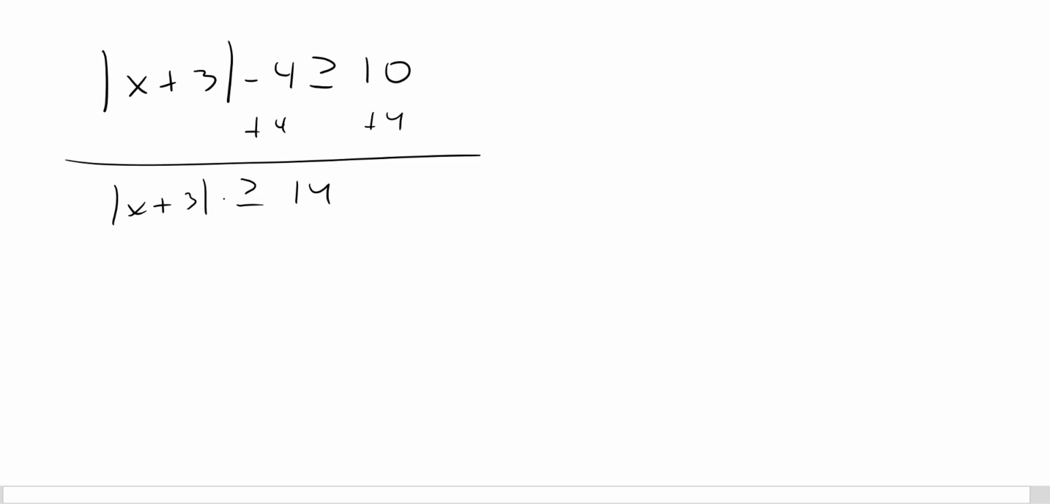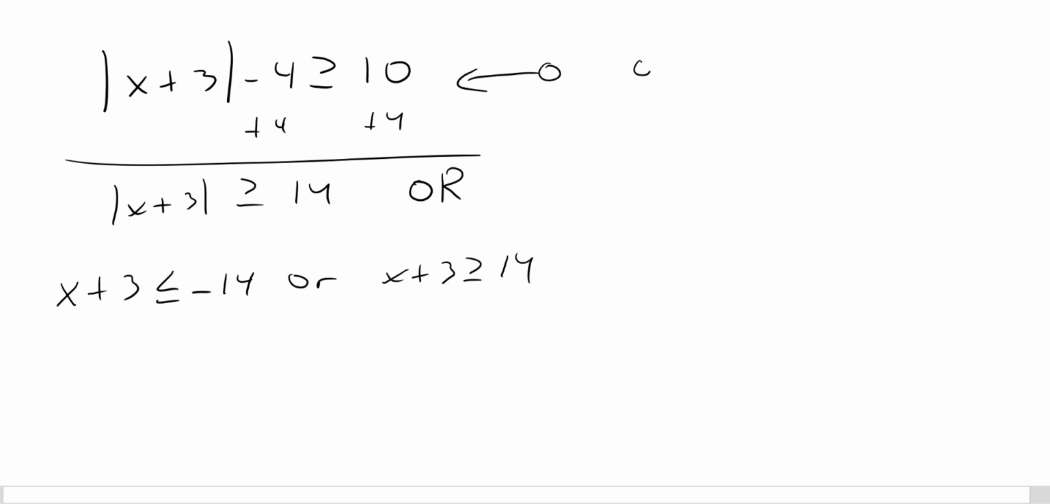Now, you're done with solving for the absolute value. It's greater than, so this is an OR problem. So again, please know how to do this. It's x plus 3 is less than or equal to negative 14, or x plus 3 is greater than or equal to positive 14. You got to know that. It's less than negative and greater than positive. You have to know it. And I know it's an OR, so I know it's going to look like this on a number line. And because it's equal to, it's a solid dot.